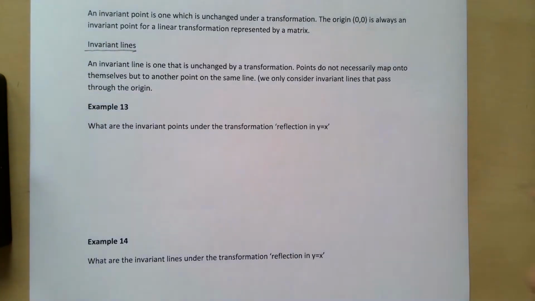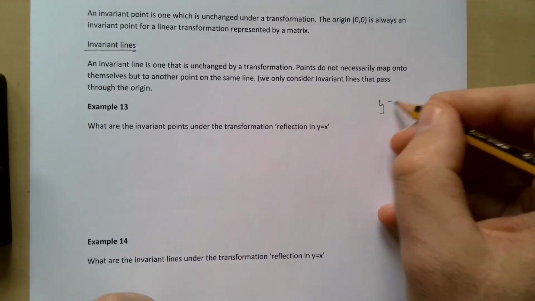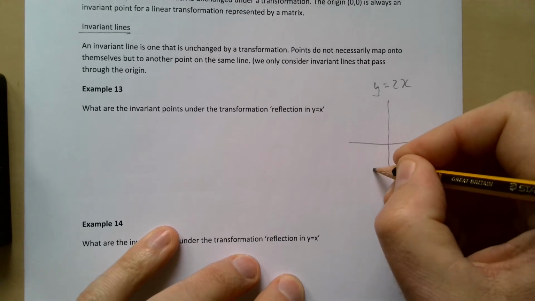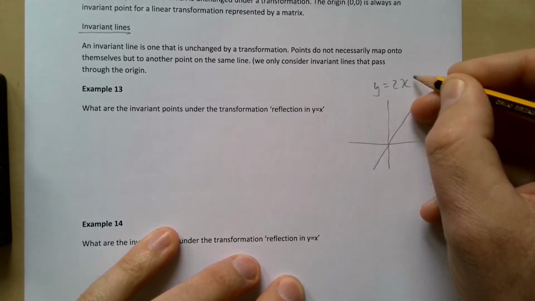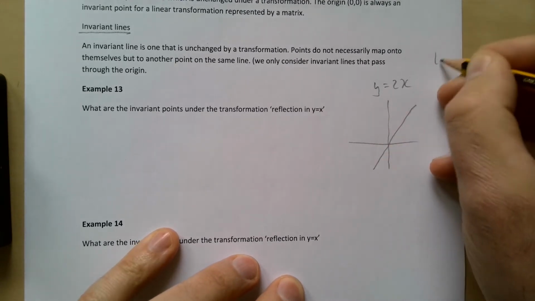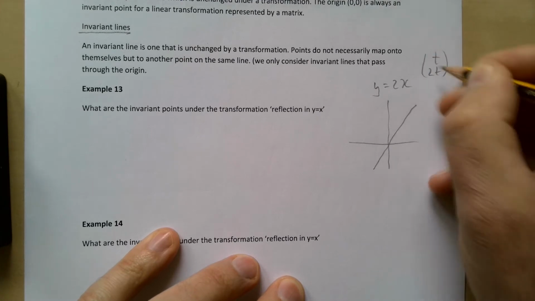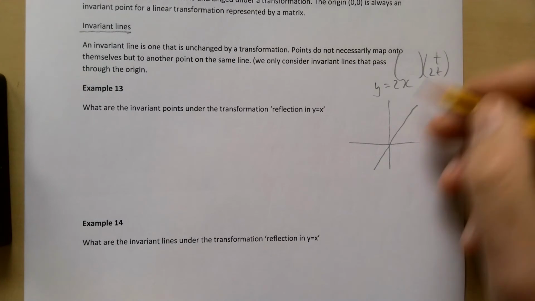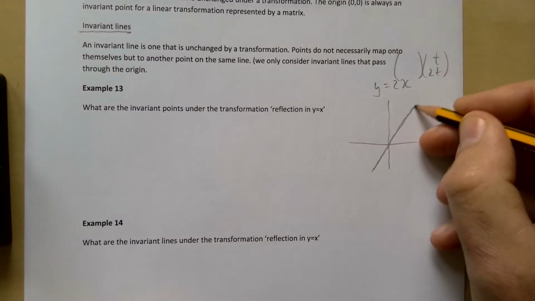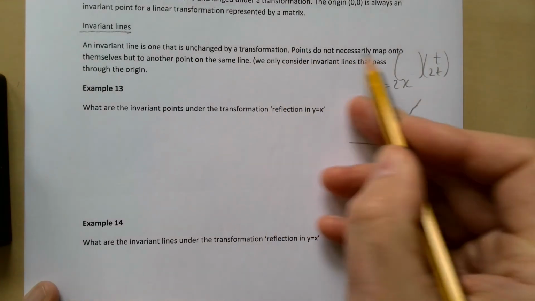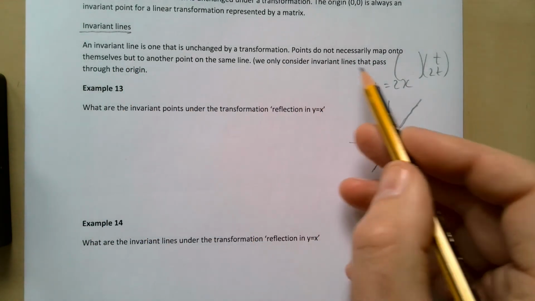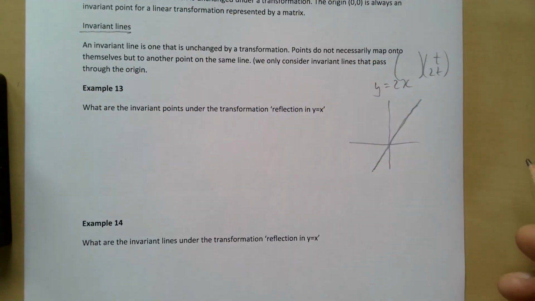For example, if we have the line y equals 2x, I'm picking that at random, and we plot it, and we take any point, what are the coordinates going to look like? It's going to be t and 2t, and we put it through a certain matrix. It'll come out and land again right on this line. Points do not necessarily map onto themselves, but onto another point on the same line. We only consider invariant lines that pass through the origin.